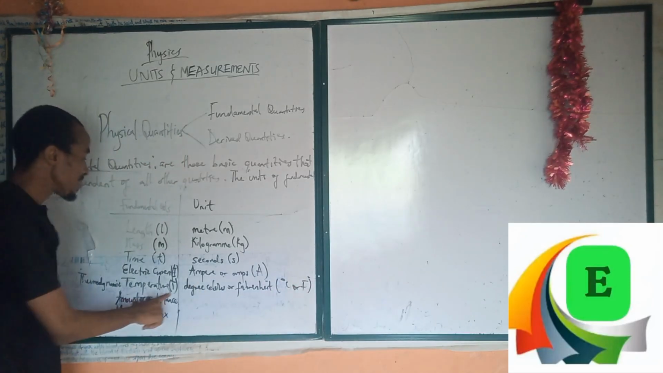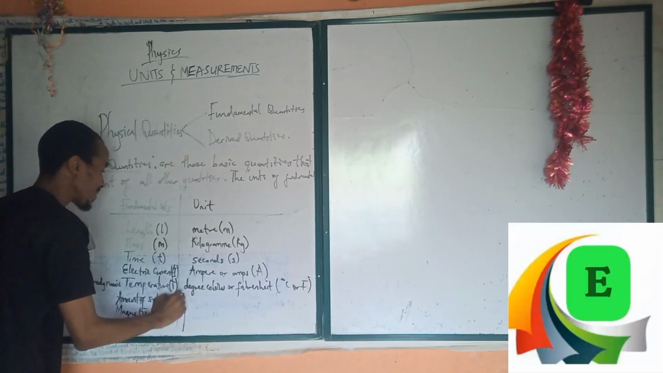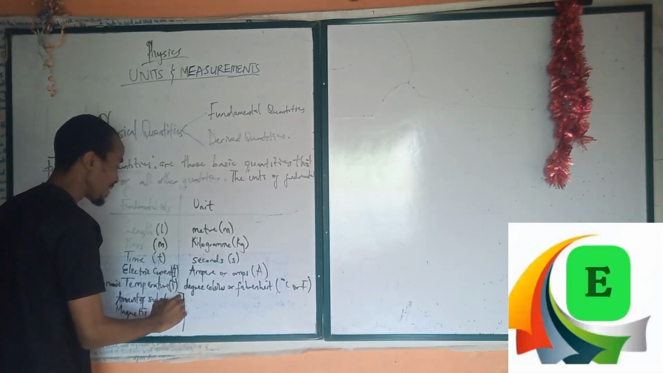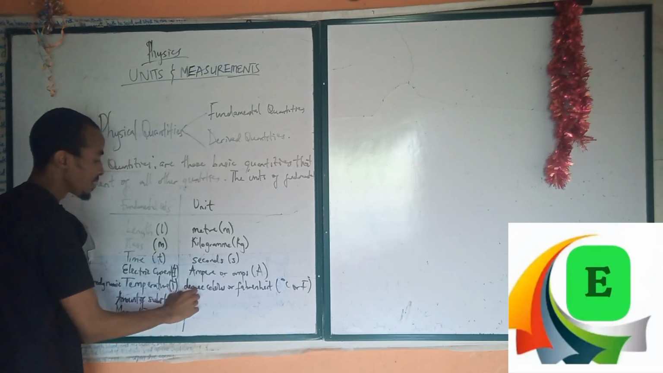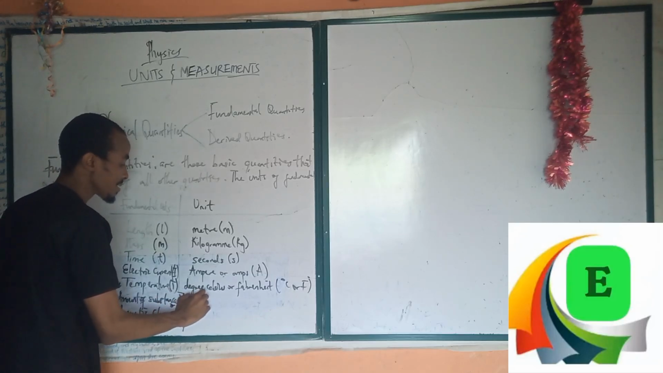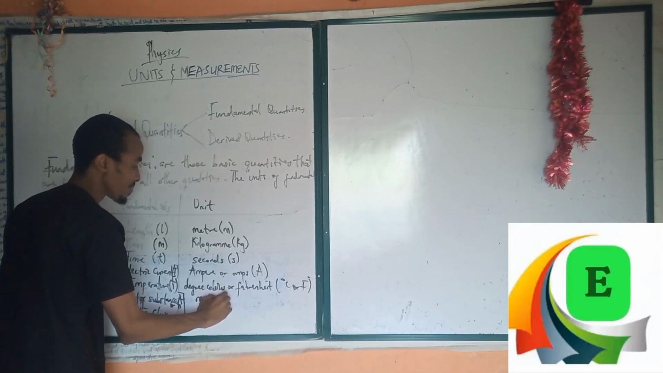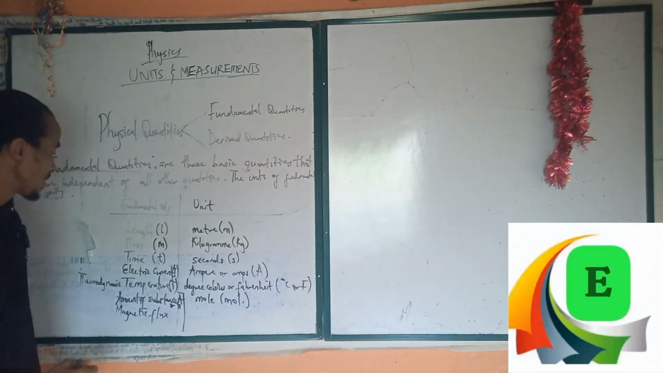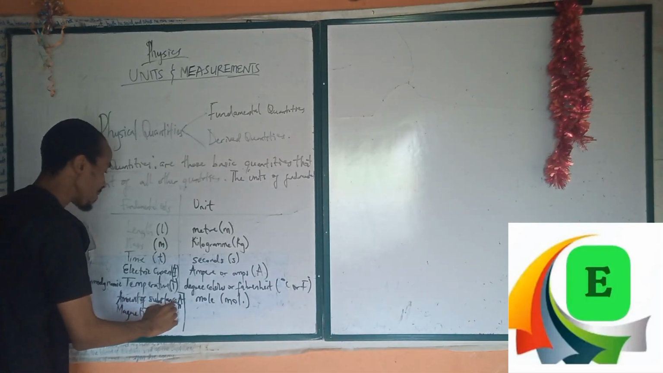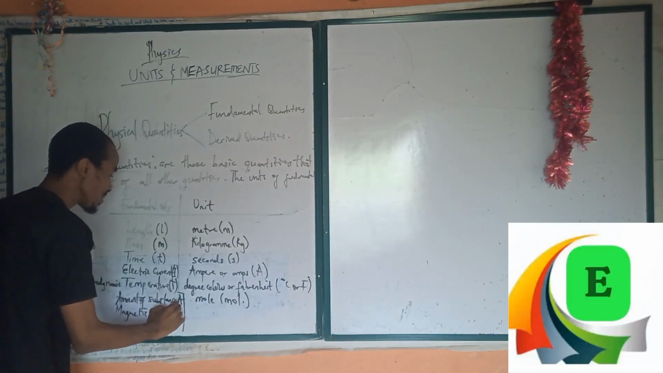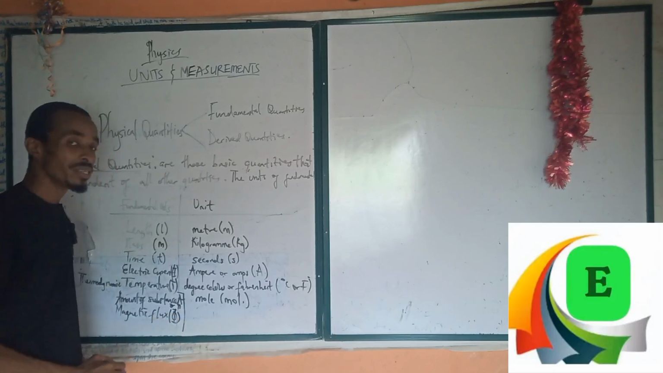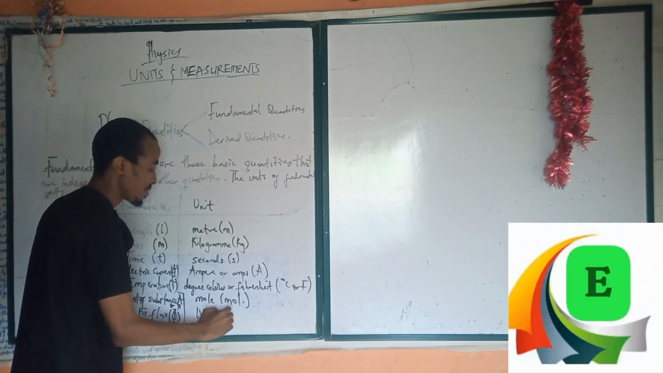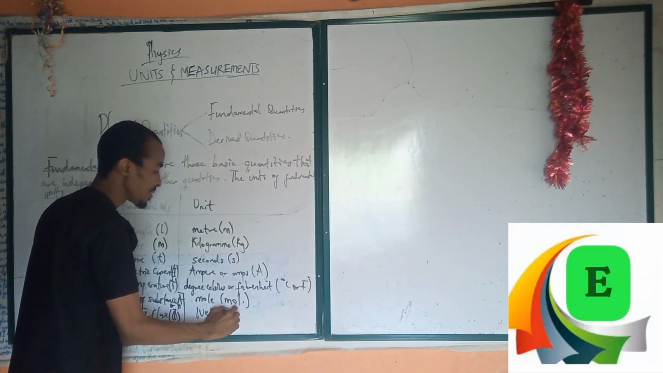Now we know that the symbol of amount of substance is capital N, or sometimes n. The unit of amount of substance is mole, M-O-L-E, and the symbol is mol. We know that the symbol of magnetic flux simply looks like this. And the unit is what? Weber. Its symbol is Wb.